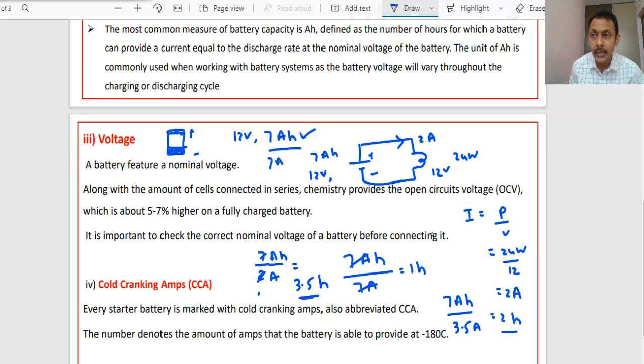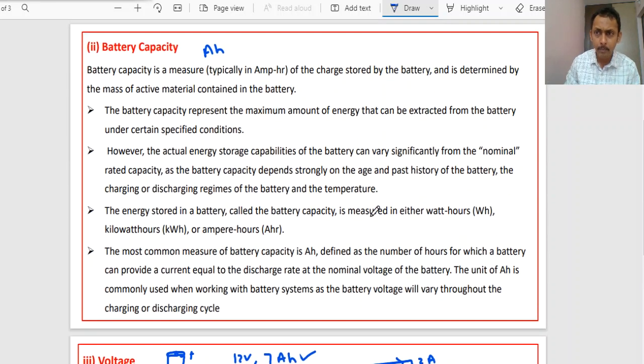So if that is the case, the entire battery gets discharged within a span of 1 hour. That much heavy load you should not apply on the battery, which will get the battery discharged quickly.